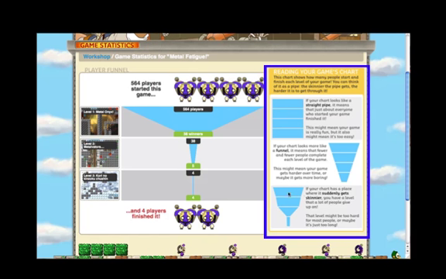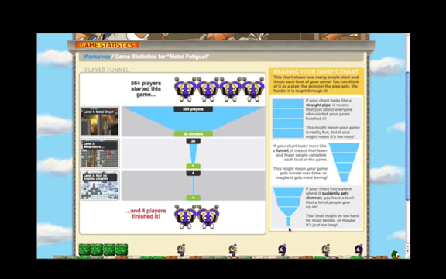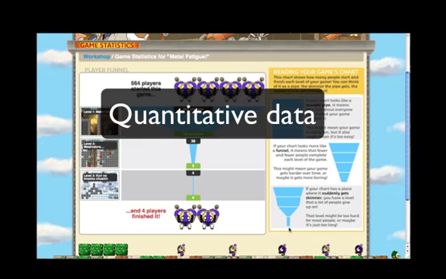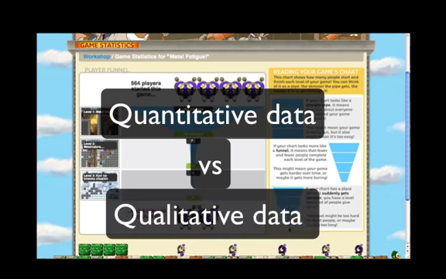If your chart starts like this one over here, very wide and gets really skinny, then there's one big drop off where people may have dropped off because the level is too difficult, or maybe it's just too long. Looking at the shape of the chart is really interesting for students to understand how people are playing their games. It's important to note here that your students are collecting quantitative data, and in order to understand this quantitative data, it's helpful to look at qualitative data.